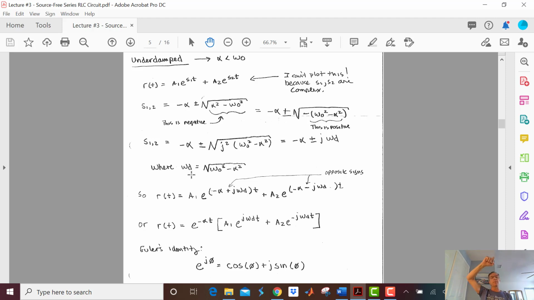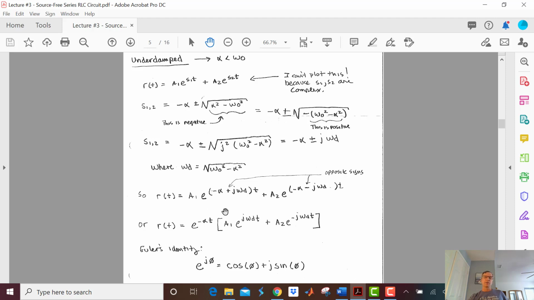So when I drop my copper pipe and it goes boing, that is omega d. It's that frequency. So that's why we've got this toadstool here. All right, so let's put this back in our solution. We have S1 and S2, and they're complex, and we just shove them into our solution. And we can see that we had plus and minus, so that's why I have opposite signs going on here, because one of them is S1 and one of them is S2.